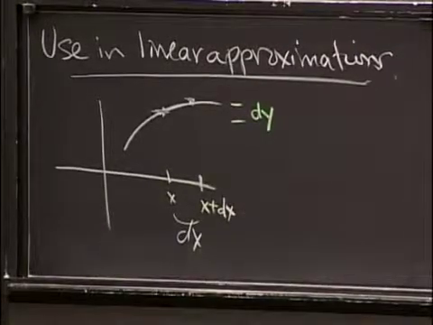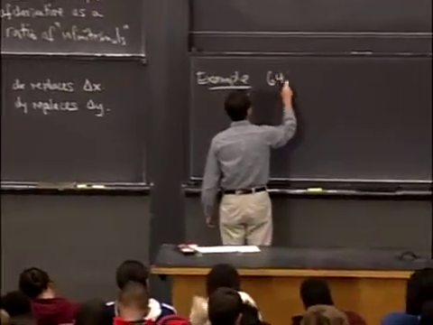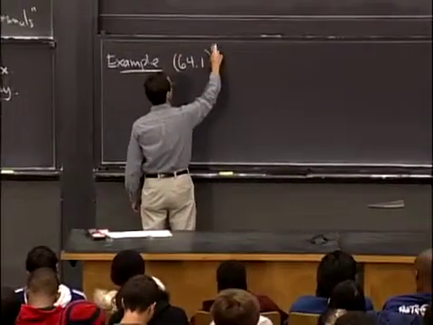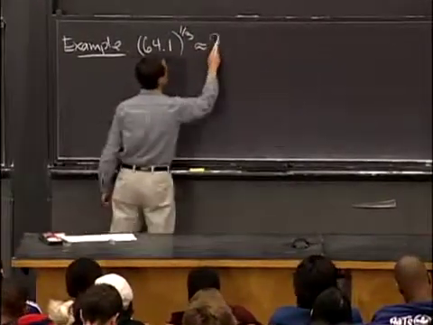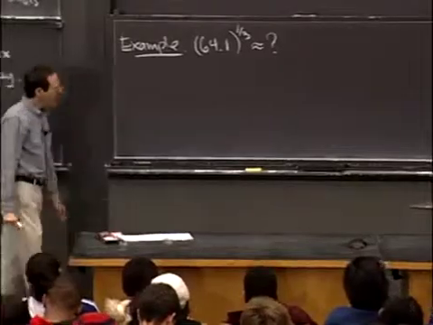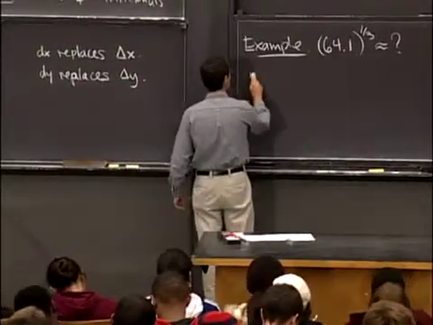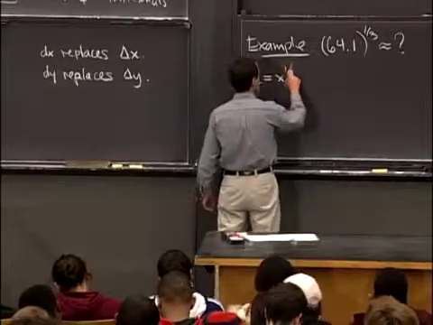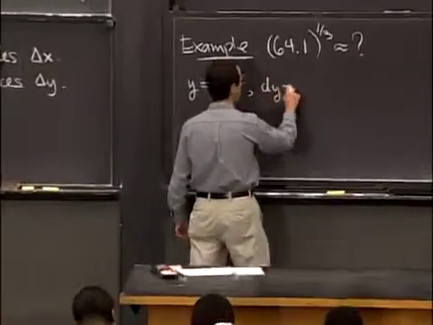So for an example of linear approximation, we'll say, what's 64.1, say, to the 1/3 power approximately equal to? Now I'm going to carry this out in this new notation here. The function involved is y equals x to the 1/3, and then its differential, dy.